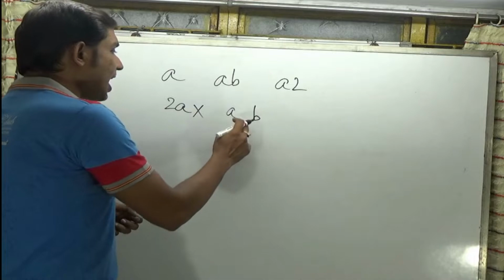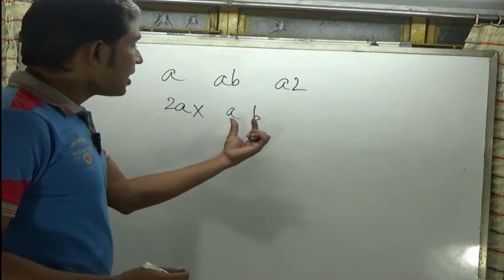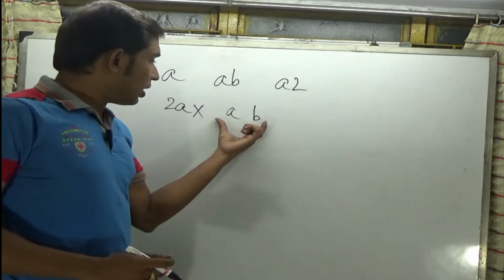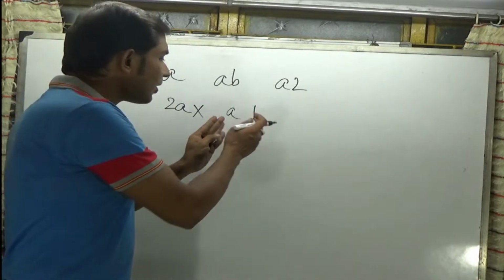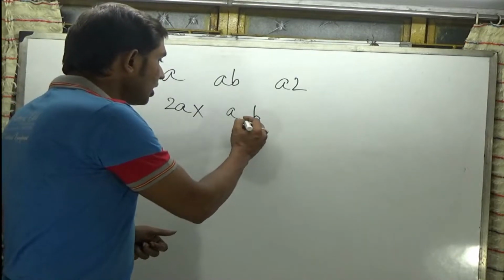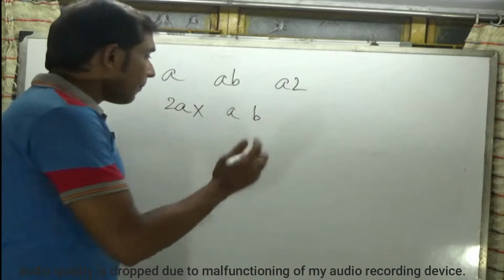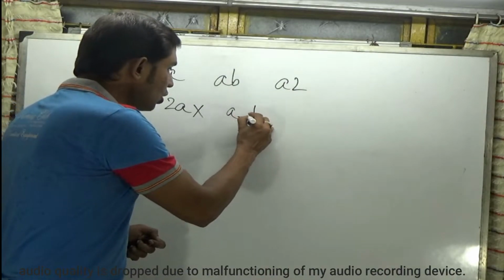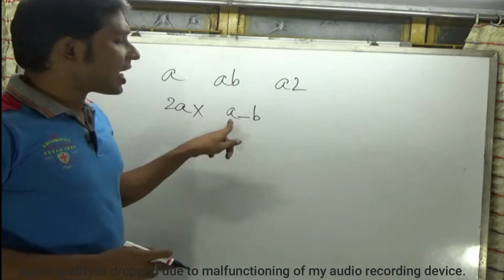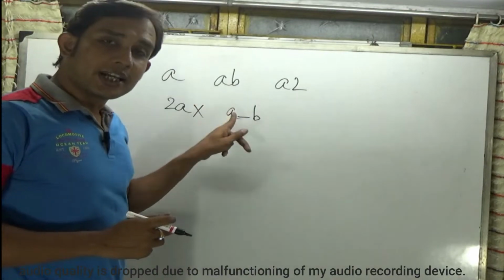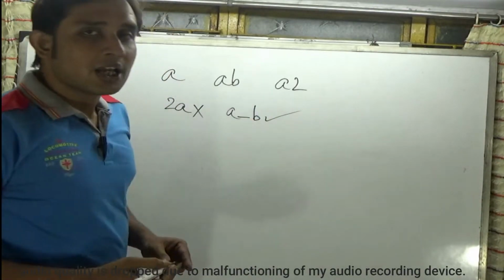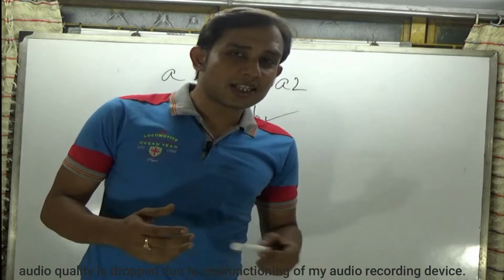As there is a space in between these two, A and B, it can never be a variable name, because this special character is not allowed. The only special character allowed is underscore. So if I write A underscore B, it is correct. So these are the rules.